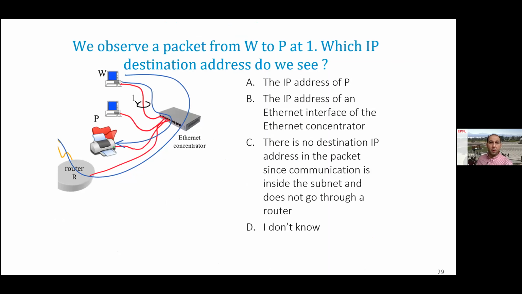Paul, we observe a packet from W to P. So W sends a packet to the printer, and we have an observation point here at 1. Which IP destination address do we see?